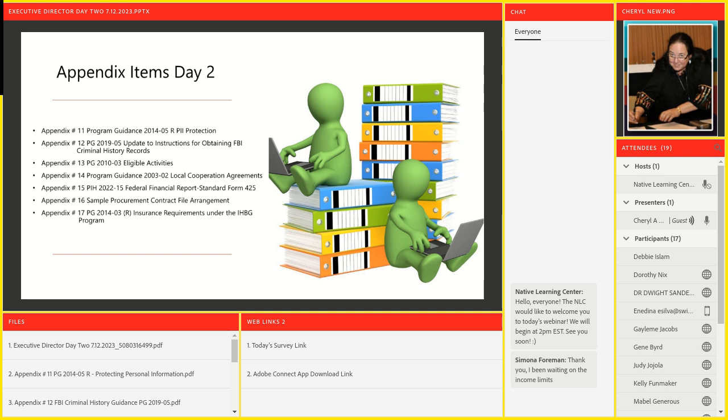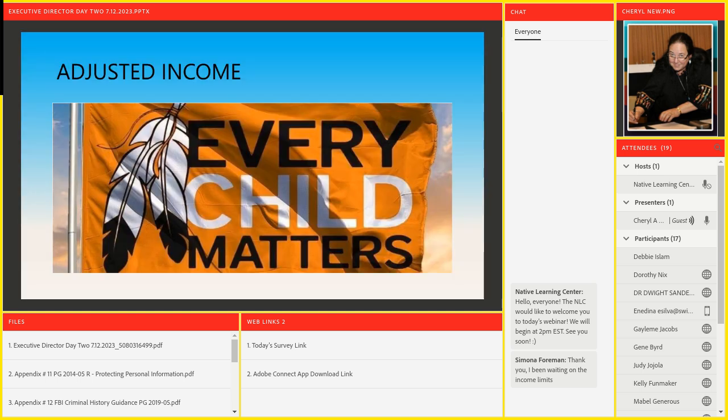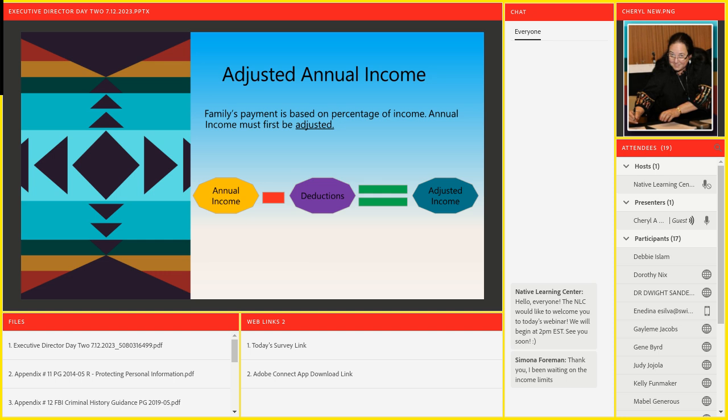Once a year, all those come out. So somebody's got some work to do in comparing your different counties and things like that, comparing it to that median income, but those new numbers are out. So that's really important. So adjusted income is the family's payment based on a percentage of their income.